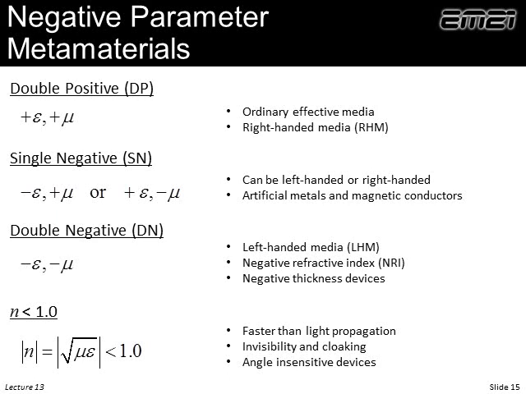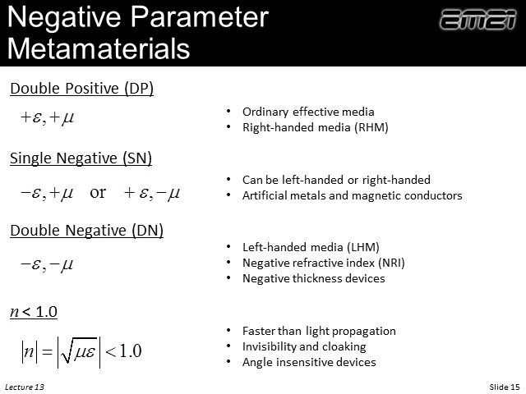Then we have the single negative metamaterials, and it turns out these can be either left or right-handed, and we'll talk more about that later. But these are very good for artificial metals and also magnetic conductors. You'll see these arise again when we talk about hyperbolic metamaterials.